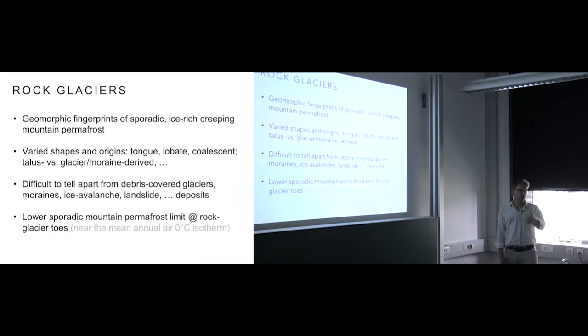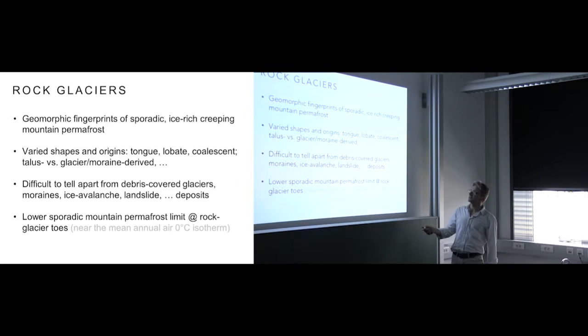In short, you can view rock glaciers as geomorphic fingerprints of sporadic ice-rich creeping mountain permafrost. Okay, we have varied shapes and origins. So we call them either talus-derived or glacier-derived. So talus would be sediment first, ice freezes in later. And the moraine-derived or glacier-derived ones, glacier first, glacier dies, sediment falls on top.